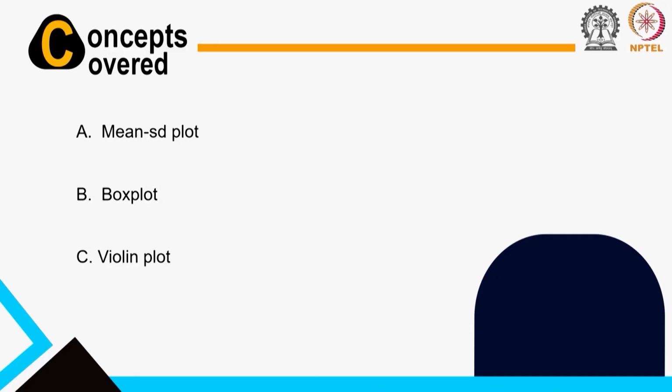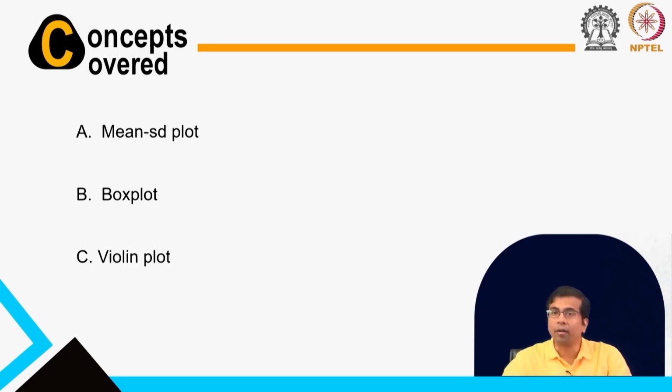So, the first topic is we will generate this mean SD plot, the data set we have already introduced, we have seen a little bit in the last class. So, we will generate the plot and see how the data looks like, right. This is the purpose of visualization. We will then talk about box plot.